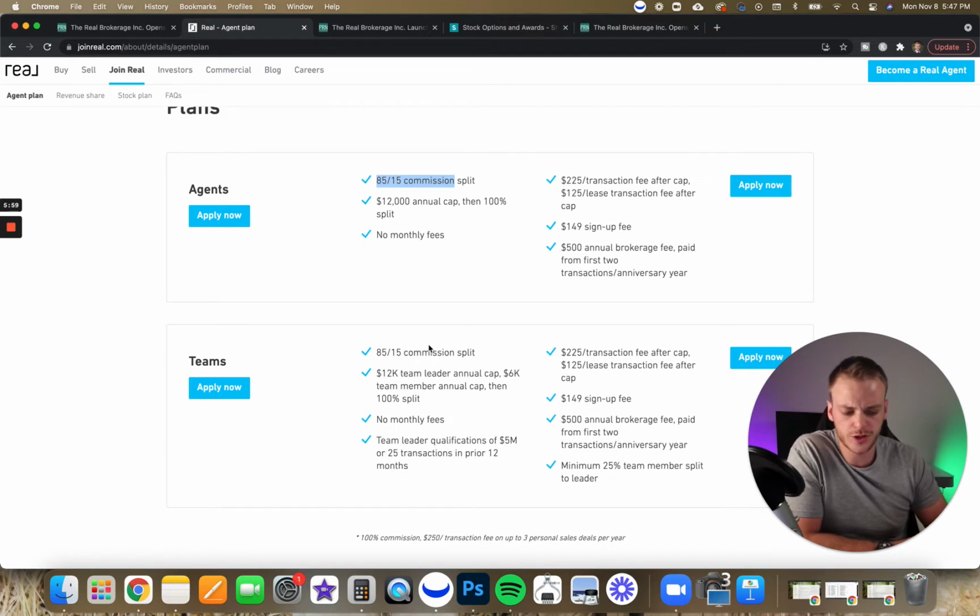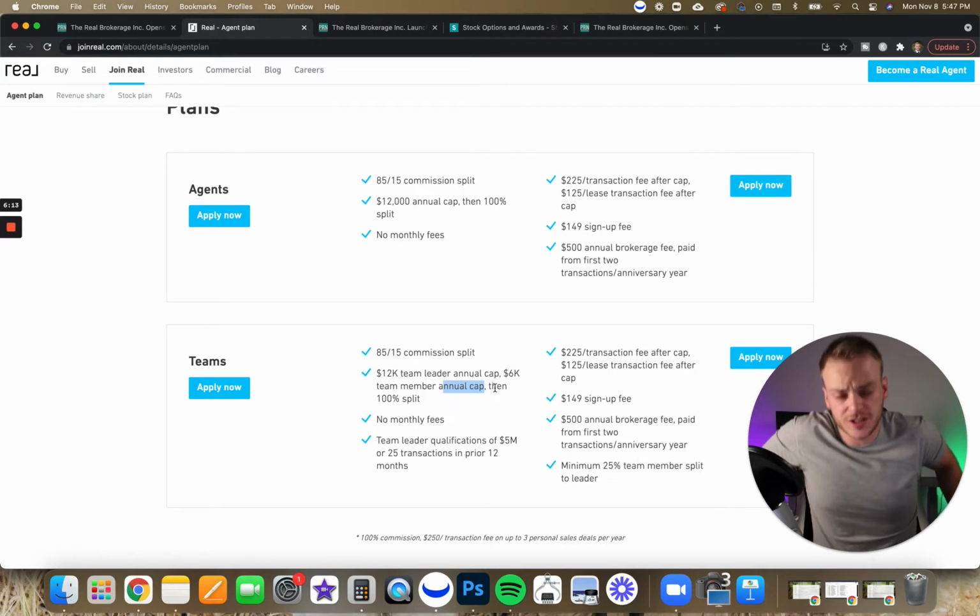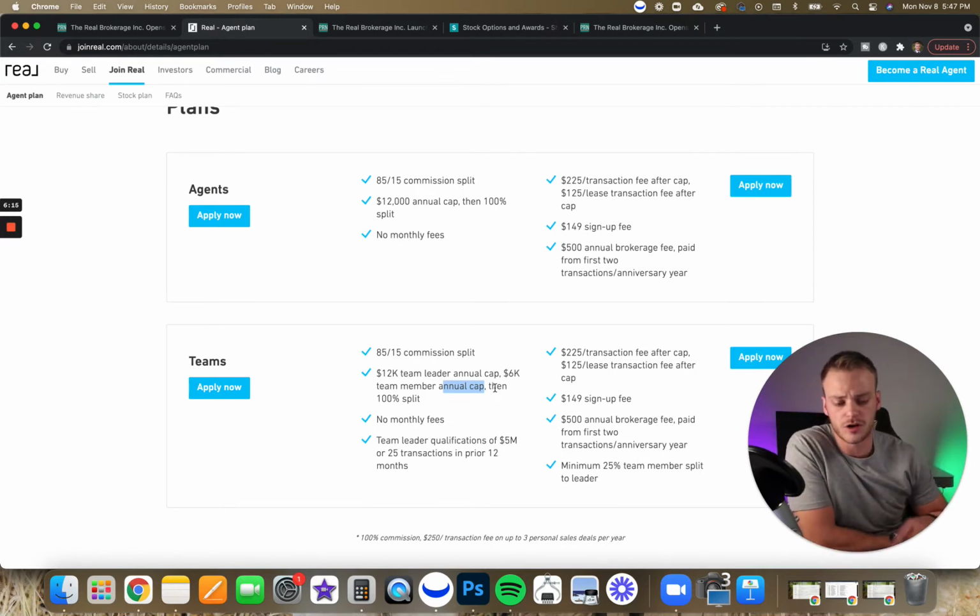The other thing that's really cool here is that teams only have a 6K team member annual cap, and then it's 100% split. The way they have that worded was a little bit weird. But yeah, it's 12K for the team leader, and then it's only 6K for the team members on the team. So having a $6,000 cap as a team member, that's phenomenal.